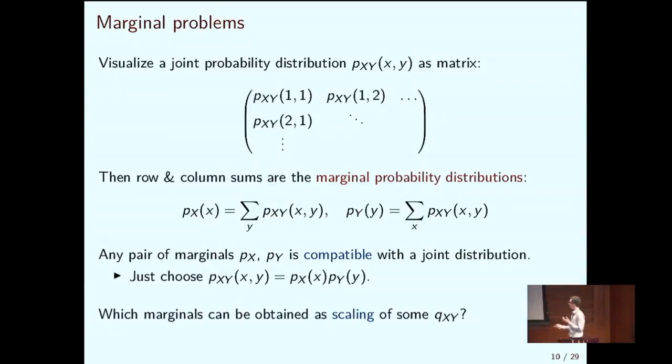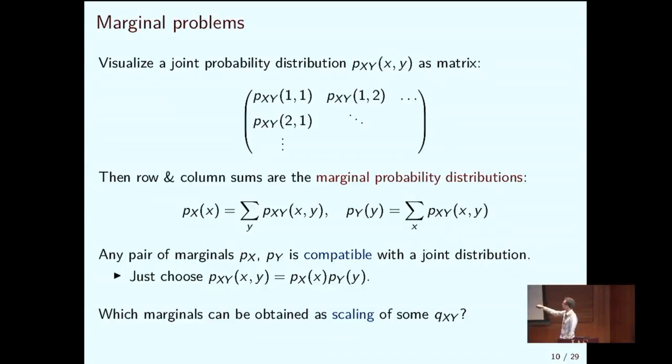The thing that we cared about there was the row and the column sums of some matrix with non-negative entries. That's exactly the situation here. And of course, the row and the column sums correspond precisely to the marginal distributions if I start with a joint probability distribution.